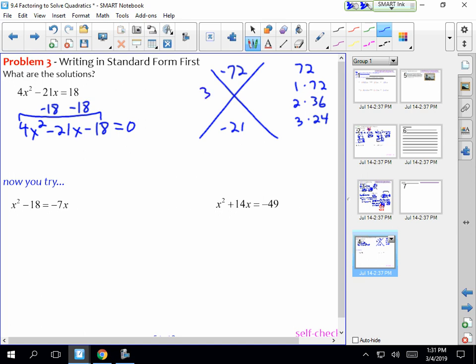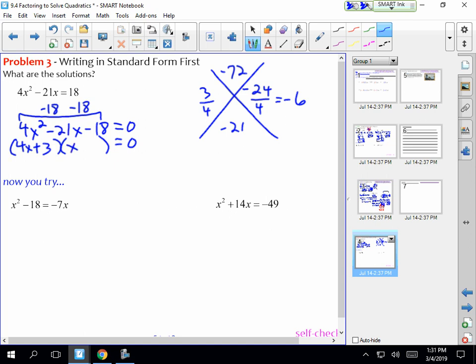So I'm going to write a 3 and a 24 here. I'm going to attach a negative sign by the 24. What's next? Divide each side by 4. And when I divide negative 24 by 4, I do get negative 6. So my factors are what? 6 and negative 3/4. How do I translate the 3/4 into a binomial factor? 4x plus 3, and then x minus 6.